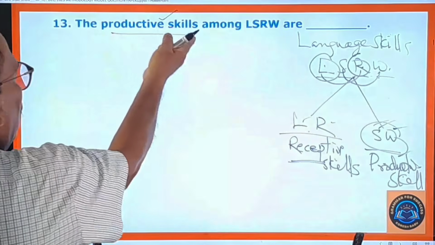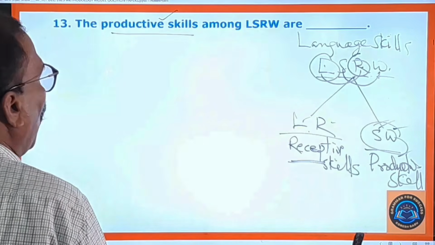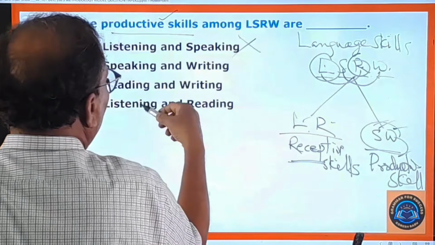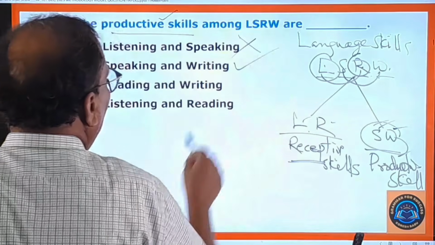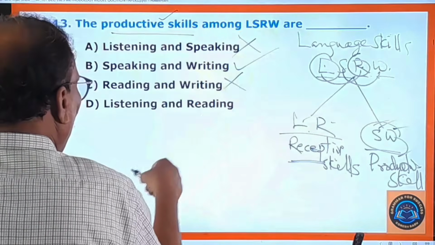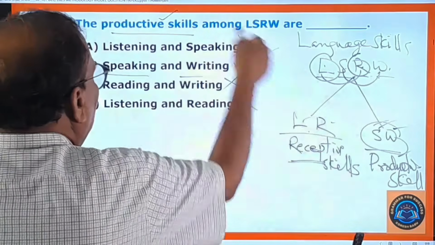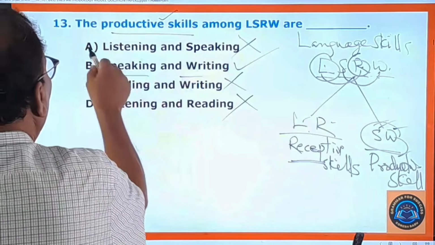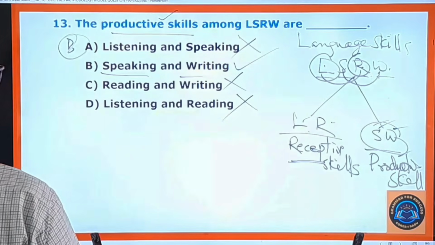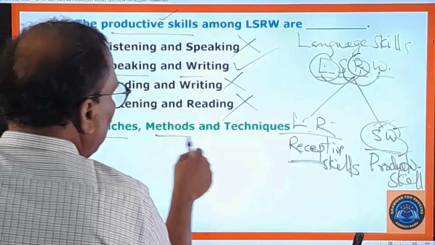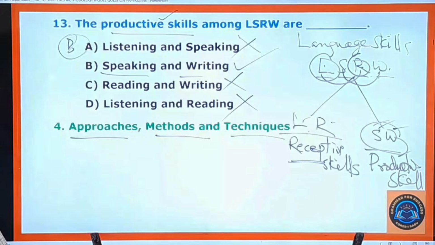And here the question is productive skills among LSRW or what? Here you practice listening and speaking. No. Speaking and writing? Yes. Reading and writing? No. Listening and reading? No. So speaking and writing, these are called productive skills, and therefore B is your answer. Now you go to the next aspect of the question paper, approaches, methods and techniques. So on this also a few questions are framed. Let us answer all of them.